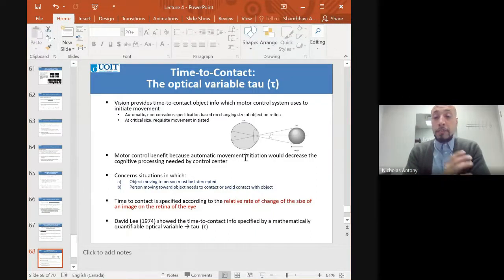Our body's ability to time isn't consciously processed. It is judged subconsciously through this optical variable that they figured out called tau. Tau means time to contact. And so we're able to judge time to contact of an object coming close to us or us coming close to an object. We're able to time our movements because we're able to pick up the relative rate of size change of an object as it comes close to us or as we come close to it.